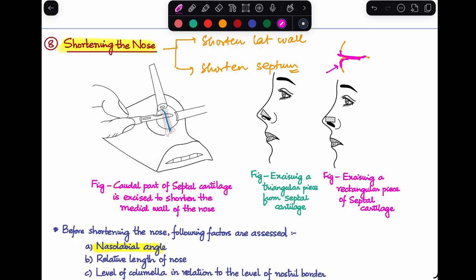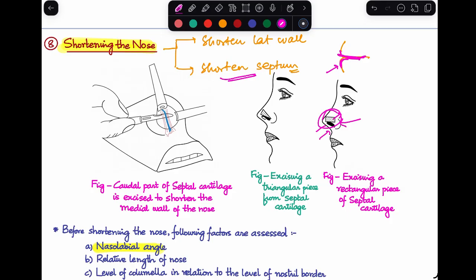Second is shortening the septum. Now, how do we shorten the septum? Here, we are going to look at the caudal part of the septum, that is the edge of the septum, and we are going to excise a little strip from it. So, there can be 2 types of excision over here. One is you can remove a rectangular strip of cartilage from the caudal end. In that case, the entire columella gets elevated. And this ends up shortening the entire nose and lengthens the upper lip without changing the nasolabial angle at all.